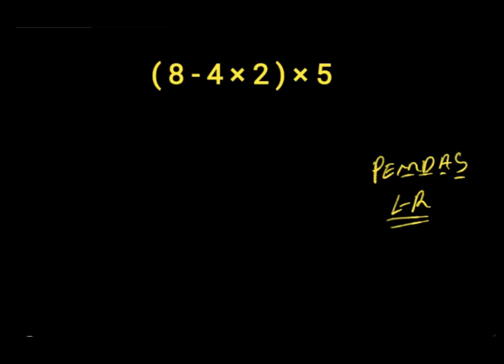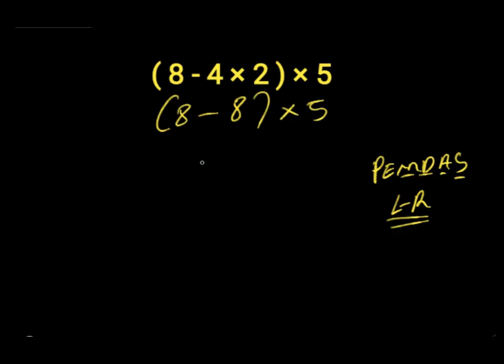First of all, we have to solve our parentheses, and in our parentheses, we have a subtraction and multiplication. We are going to work with our multiplication first because multiplication comes before subtraction. In our parentheses, 4 times 2 will give us 8. Then we have 8 minus 8. Then put down our 5 here.